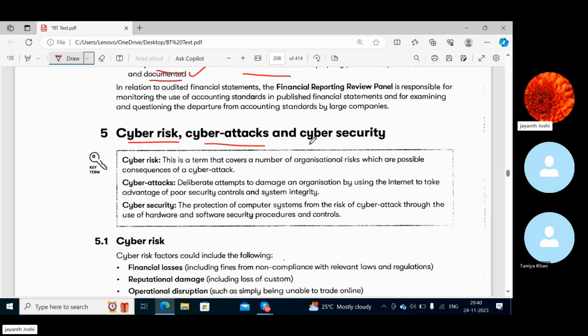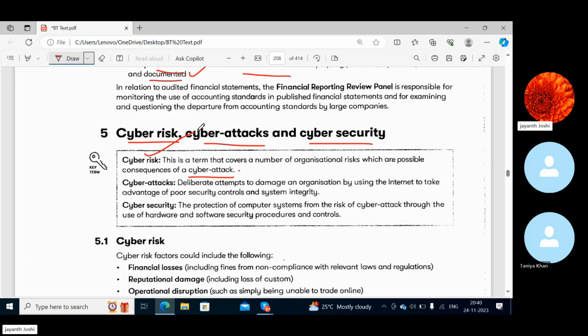Cyber risk, cyber attacks, and cyber security. Next topic, cyber risk. This is the term that covers a number of organizational risks which are possible consequences of a cyber attack. Yeah, see, a cyber attack is nothing but hacking the entire computer system, hacking the most important files, getting unauthorized access to some of the crucial documents which are preserved and shouldn't be leaked. So that is cyber risk, risk of an attack.